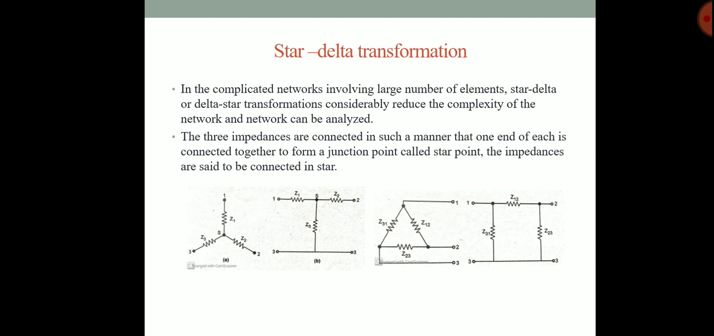And for the delta to star or pi to T transformation, consider three independent impedances ZA, ZB, ZC connected in delta. The terminals of the delta connection are named 1, 2, 3. Now it is always possible to replace this delta or pi connected impedance by three equivalent star or T connected impedances between the same terminals 1, 2 and 3. Such a star is shown inside the delta connection. It is equivalent to the delta, that is, the pi connection impedance.